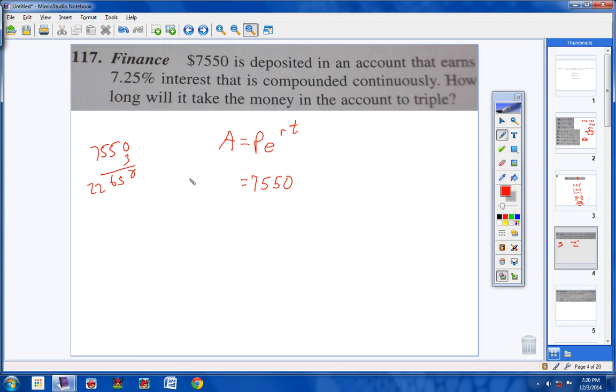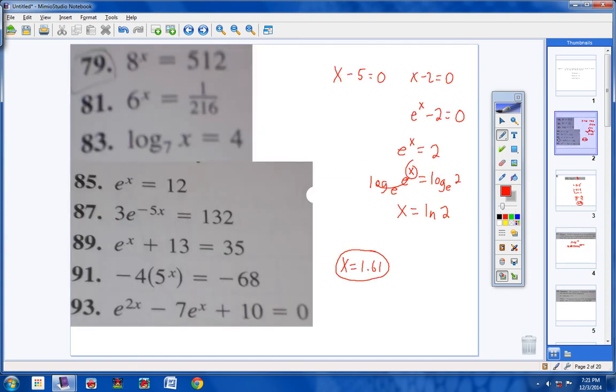So my ending amount should be 22,650. Okay. Now I'm looking for time. Here's e. My rate is 0.0725t. Now students, we really should know what to do. We just solved a bunch of these earlier. Okay? Right over here, we had exponential equations, e to a certain unknown. It's the same thing here.